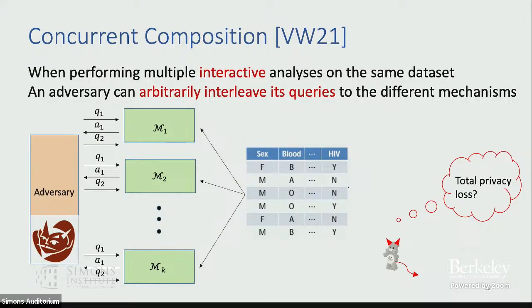But suppose we can reorder things, like if the two mechanisms are both sparse vectors. Suppose the adversary asks the first round of queries to M1 and gets the answer, then goes to M2 to ask a query and get the answer, then goes back to M1 for another round, and then back to M2. Suppose the adversary goes back and forth K times.